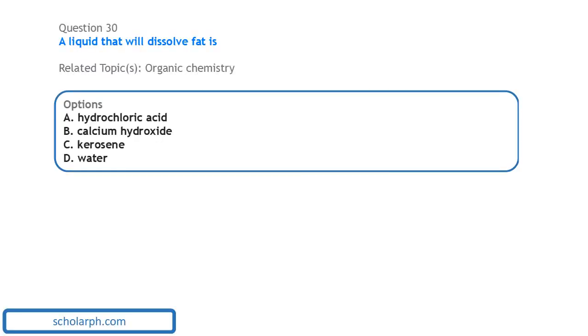Next, a liquid that will dissolve fat is... alright, fat is an organic compound and it is a non-polar substance. Polar substances will dissolve in polar substances. Non-polar substances will dissolve in non-polar substances. So this fat is going to dissolve in a non-polar substance like kerosene.